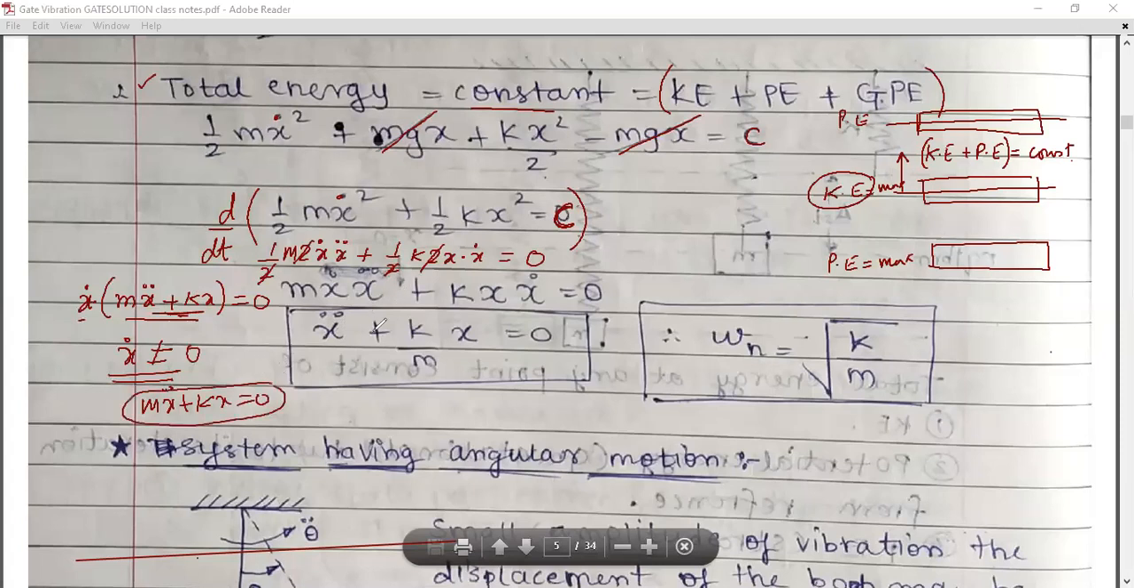So we can see that x double dot plus k by m x equals to 0, that is another form, and here your omega n can be written as omega n is equals to under root k by m. Clear? So with the help of this you can also find the natural frequency. This is your energy method, and the same result has been obtained as compared to the equilibrium method.